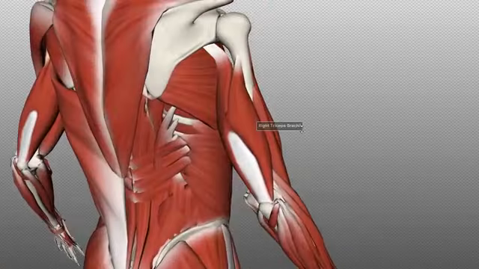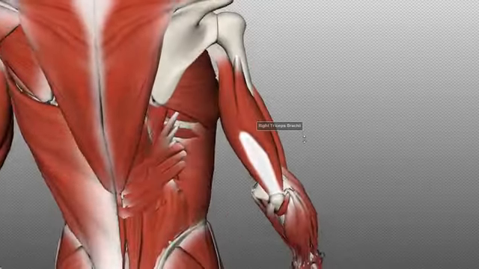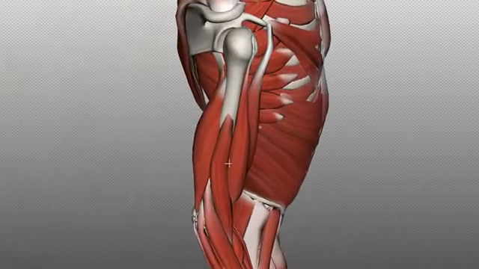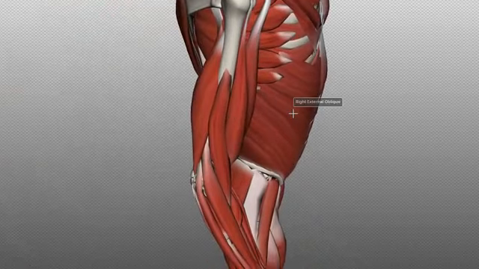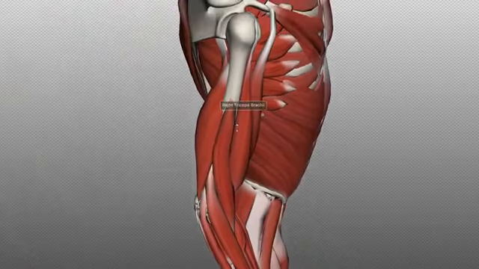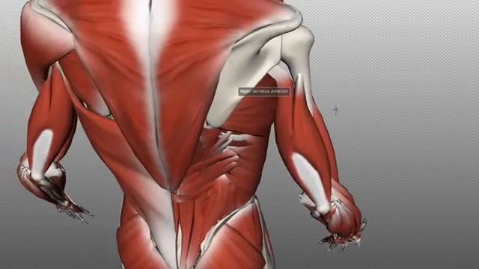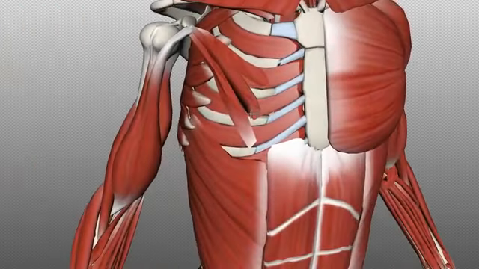The muscles of the posterior compartment are innervated by the radial nerve, which comes off the brachial plexus and winds round to innervate the posterior compartment. You can see the origin of the long head means that this part of the triceps can actually adduct the arm slightly at the shoulder joint. That's another thing worth bearing in mind. Those are the muscles of the upper arm.